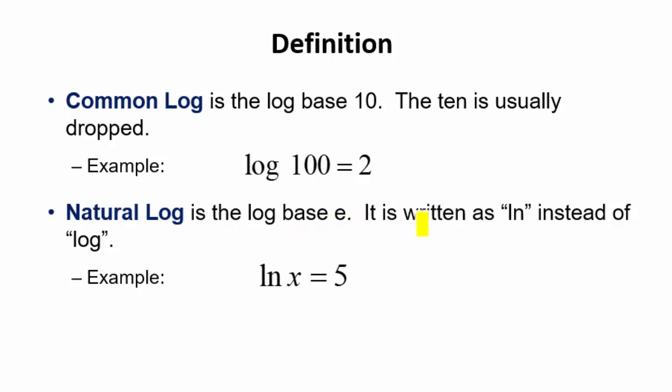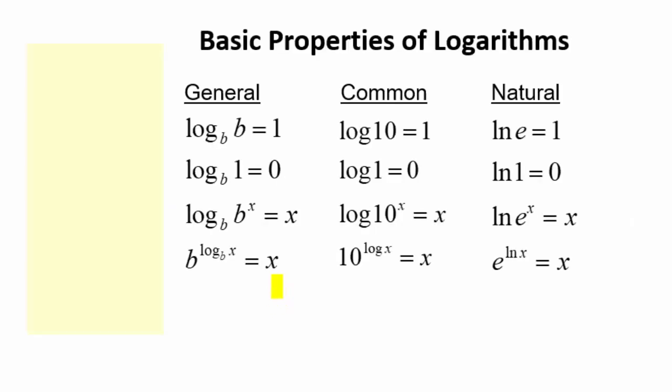The natural base e is written as ln, or natural log, instead of log. For example, the natural log of x equal to 5. That means here it's understood that the base is the natural e. There are basic properties of logarithms, and these are very important. Make sure you read them 100 times and internalize them as much as you can, because they're very useful, especially for the common logs and the natural logs.